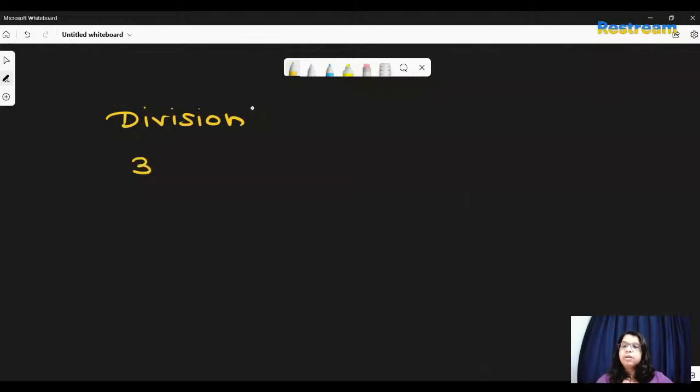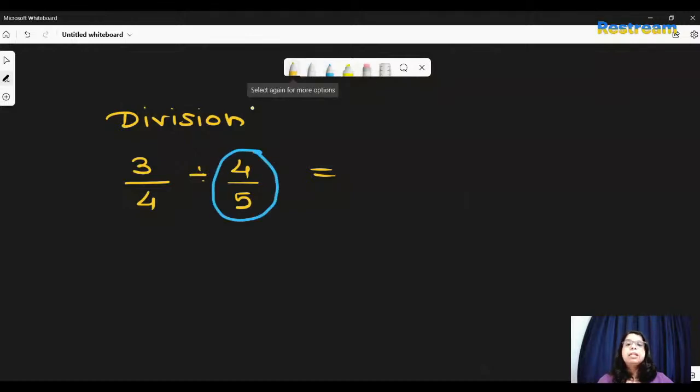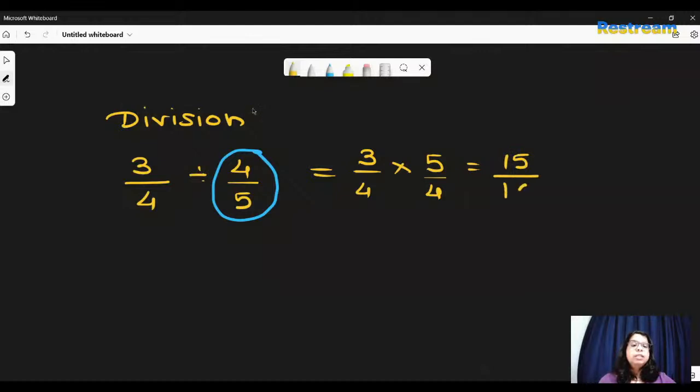Now we have 3 over 4 divided by 4 over 5. So we only take the second fraction and take its reciprocal. When we take its reciprocal, it becomes multiplication. I will explain why it is like that, but let's just do it like this. So we have 3 by 4 times 5 by 4, so we have 15 over 16.